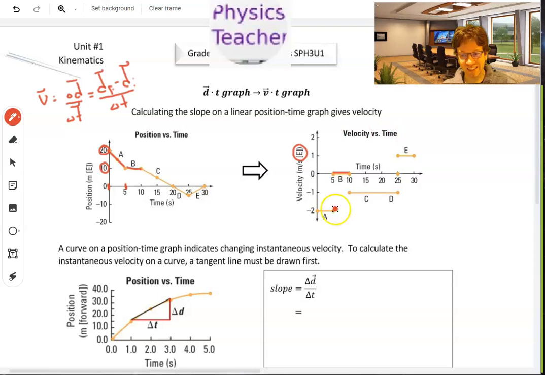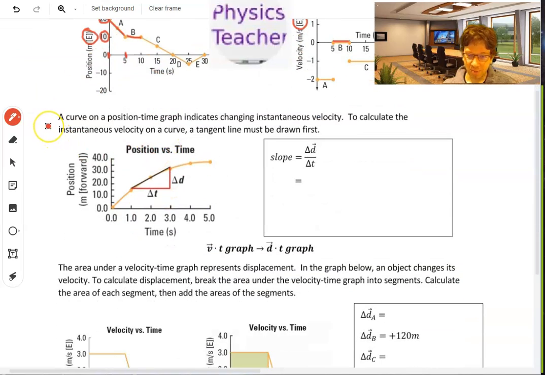Notice that our velocity time graph is discontinuous. Now in the real world, it wouldn't be that way, because to go from one velocity to another, you would have to accelerate. But we'll talk about acceleration in a different lesson. So for now, it's going to be a discontinuous graph.